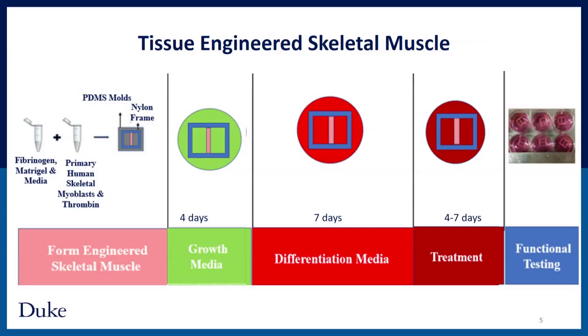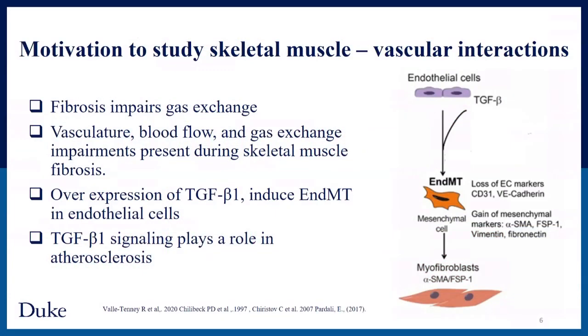And then we remove the frame from the PDMS mold and put them in a 12-well plate with differentiation media, which induces the muscle cells to fuse together and form the myobundles. After 7 days, they're mature. We can treat these myobundles with drugs, chemicals, or other treatments for 4 to 7 days, and then we can perform functional testing. Muscle fibrosis not only affects the muscle, it also affects the nearby blood vessels.